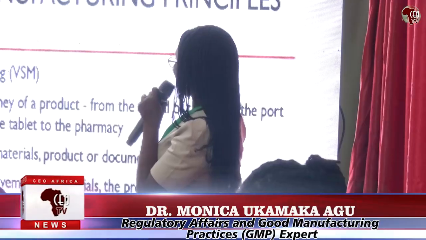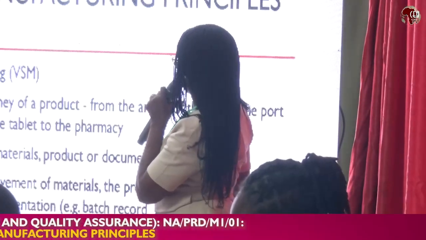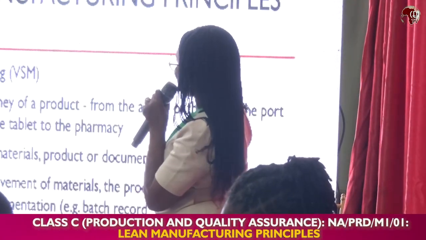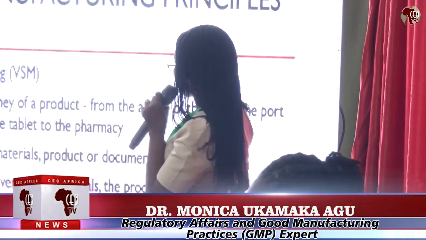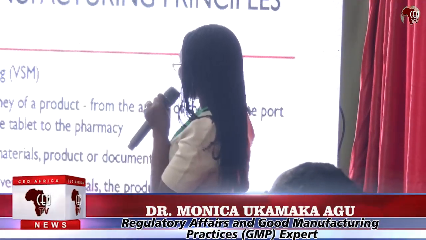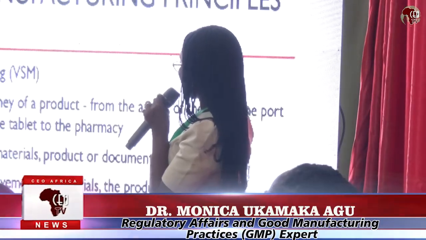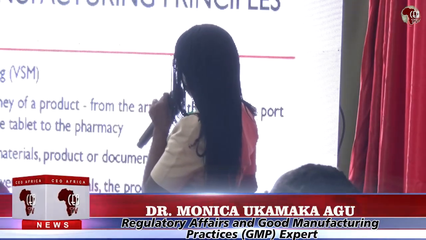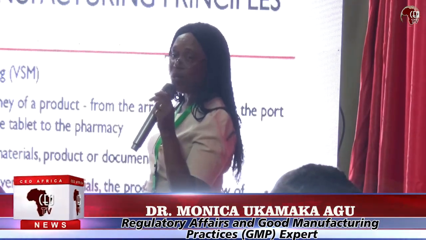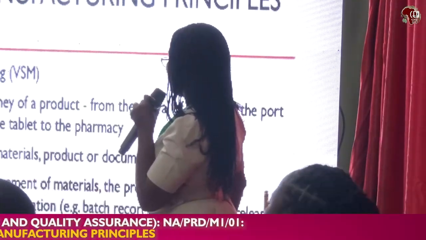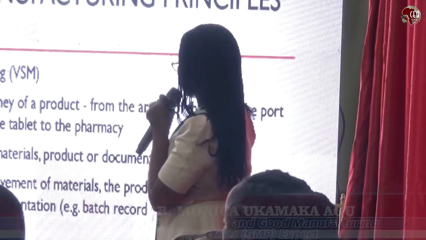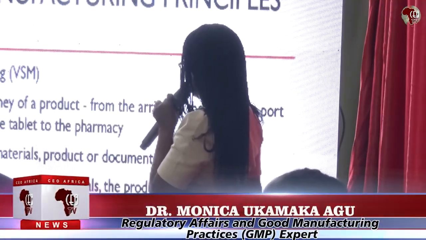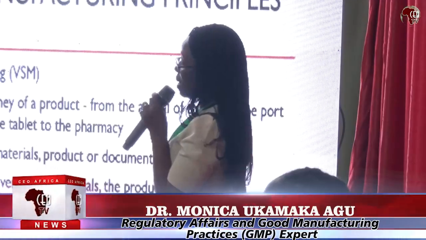Then the value stream mapping, like I said, you map the entire journey of the product from arrival of the API at the port and the recipients as well, up through the production process, up through the delivery of the finished product to the pharmacy. You identify where the materials, products, or documentation sit idle. Those idle times are the wastes that you need to eliminate. You have the physical movement of materials, the products, and the flow of information and documentation. Like I said before, the batch records, quality control, release times, all that.